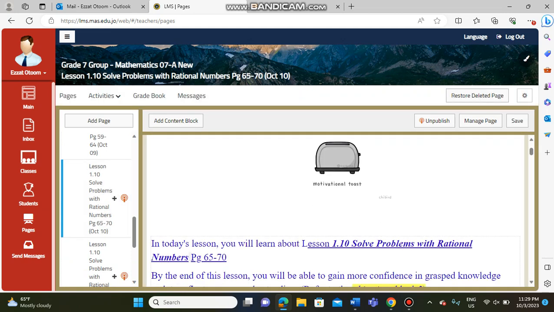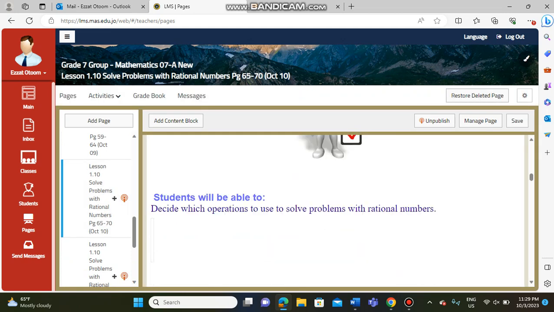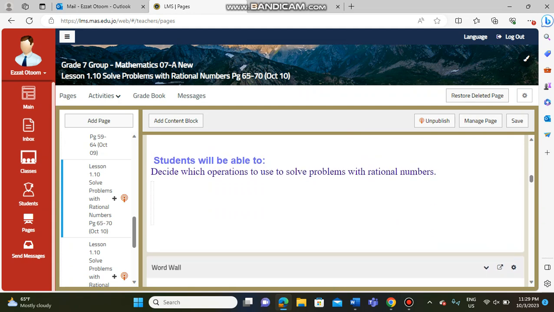By the end of this lesson, you will be able to decide which operations to use to solve problems with rational numbers. Here we will try to use word problems and short answer problems to solve with rational numbers. Also, the next day we will stay with the same lesson 1.10, solve problems with rational numbers.